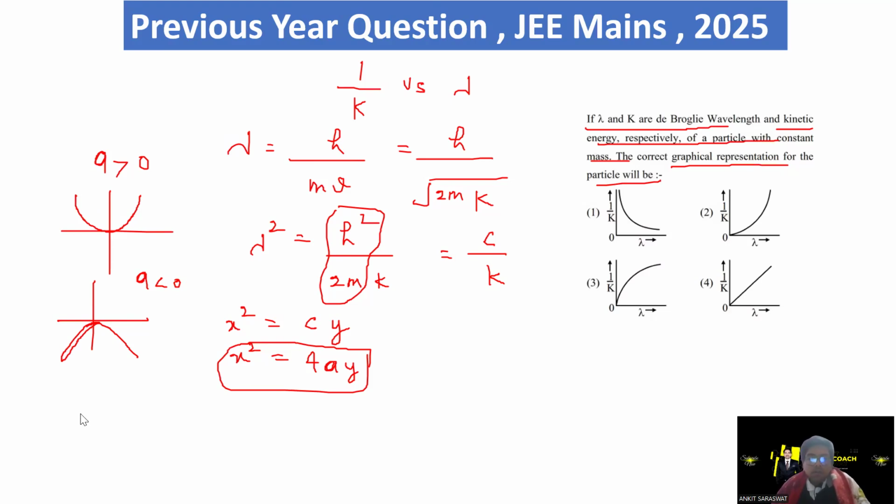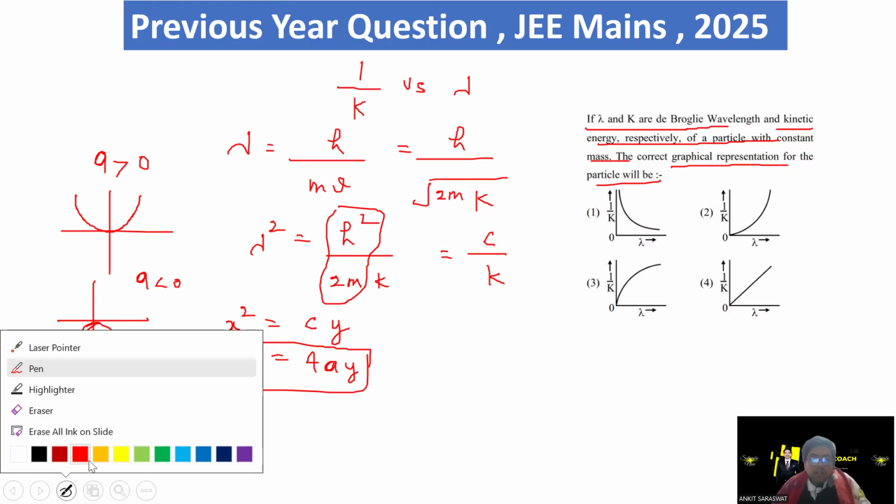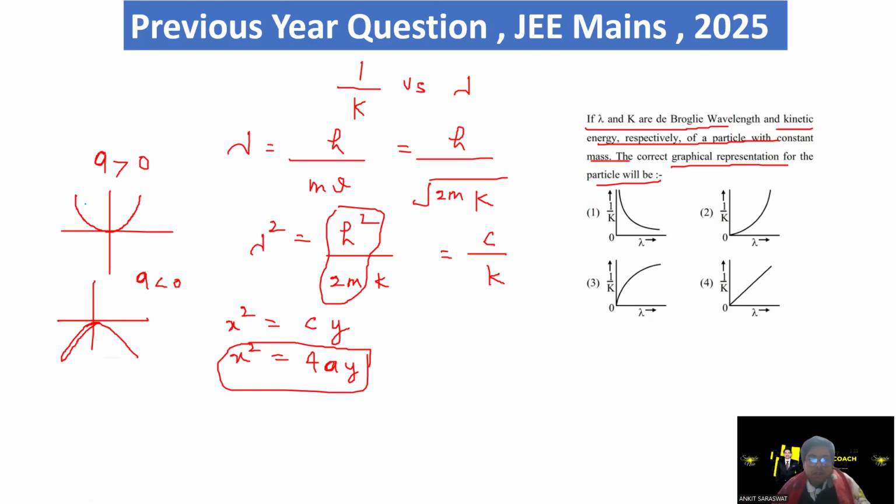Now see, why am I not taking this left portion like in this graph? Because in our case, this a is positive, this c is positive. So in our case, the graph of 1 upon k will be like this only.